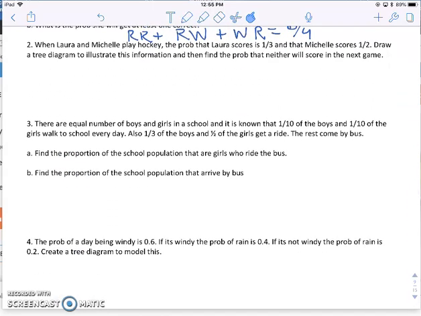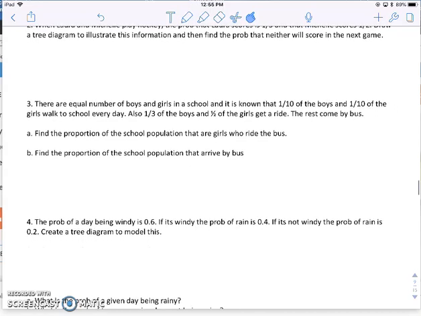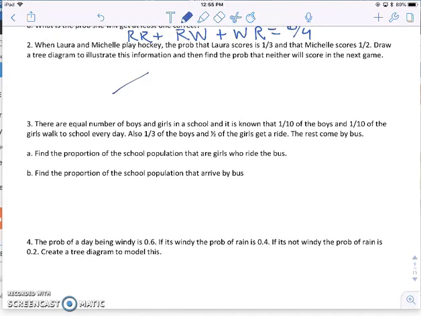The next one here: when Laura and Michelle play hockey, the probability that Laura scores is 1/3 and Michelle scores is half. Draw a tree diagram. So we could say Laura scores, Laura no. And then we could have Michelle scores, Michelle no, Michelle scores, Michelle no.